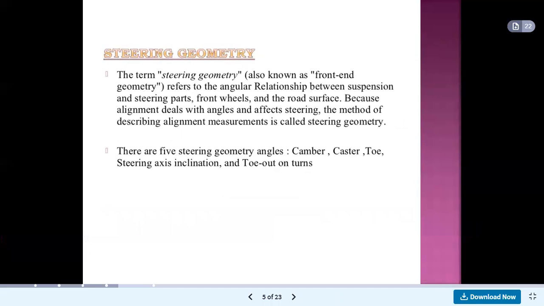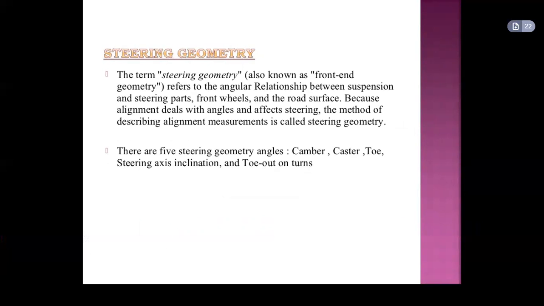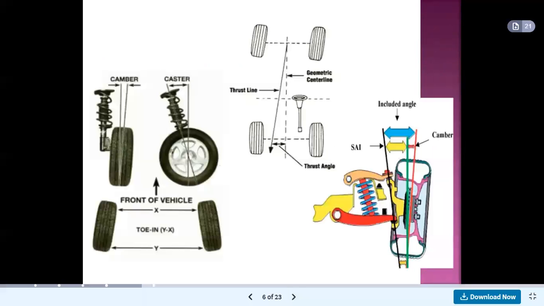If we see the geometry, the term steering geometry is also known as front end geometry. That is the angular relation between suspension and steering parts, front wheels, and road surface. If we consider all this together, that is related to steering geometry. Because alignment deals with angles and affects steering, the method of describing alignment measurements is called steering geometry. There are 5 steering geometry angles: camber angle, caster angle, toe-in, steering axis inclination, and toe-out on turns.